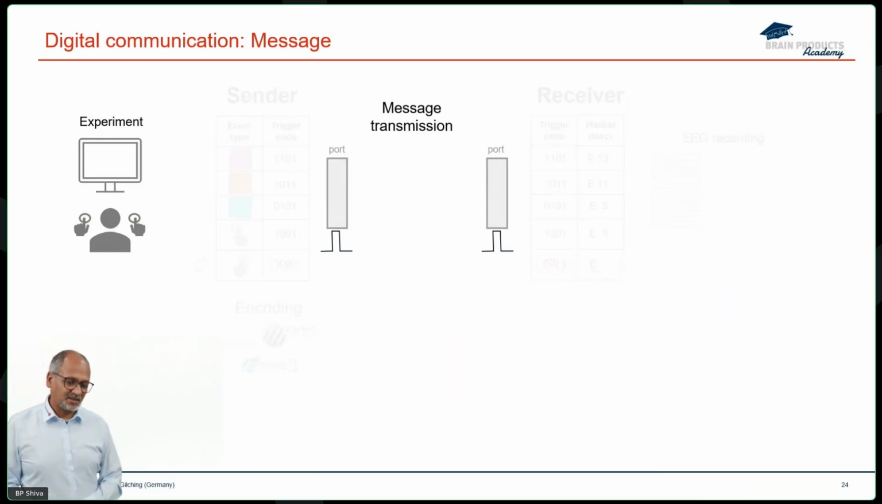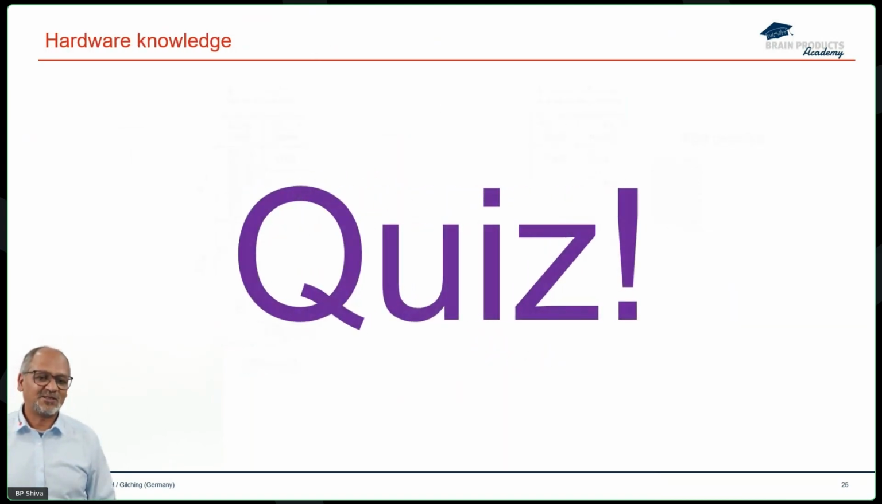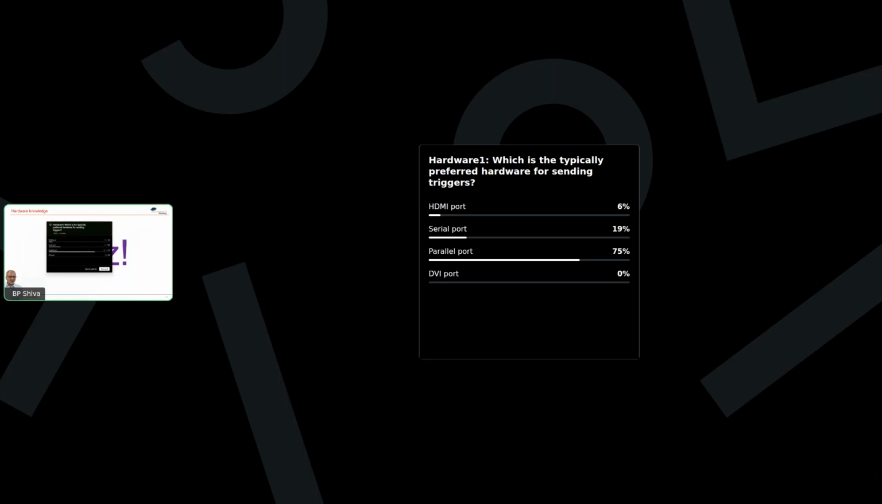Just to get a sense for where your knowledge of this is, here is a simple quiz to test your knowledge on the hardware-related triggers: which is the typically preferred hardware for sending triggers? Okay, so it looks quite stable at this moment. All right, for those who managed to get an answer in, this is the correct answer. The preferred hardware for sending triggers is a parallel port.